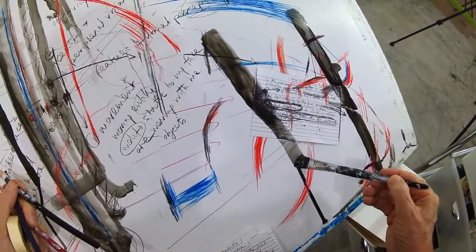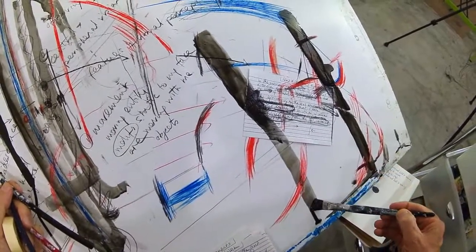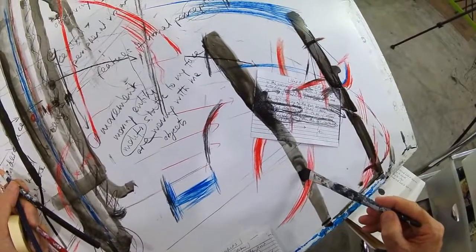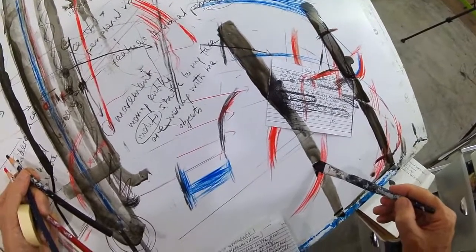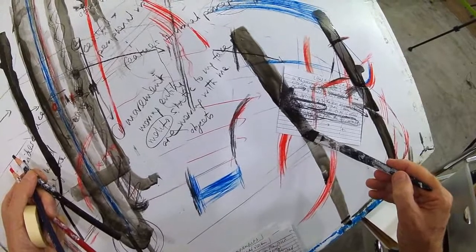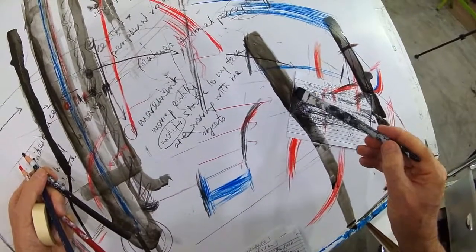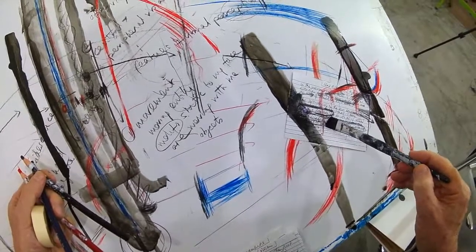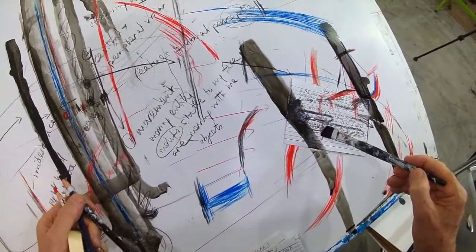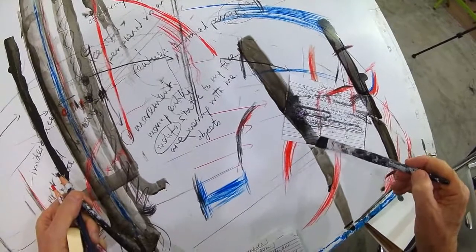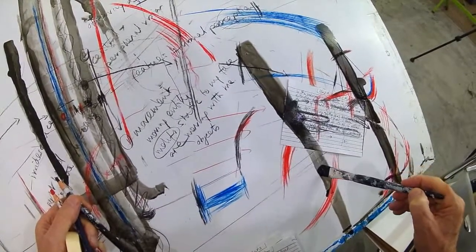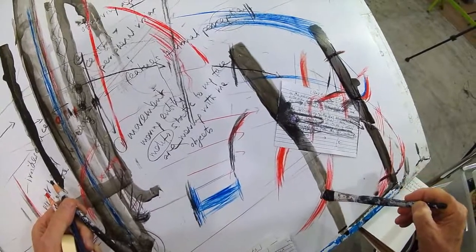And what will be interesting when this dries is how the medium, which behaves relatively autonomously, will react differently to the absorbency of the filing card compared to the non-absorbency of the laminated white cardboard that I'm working on.